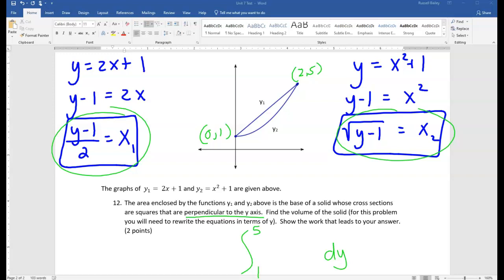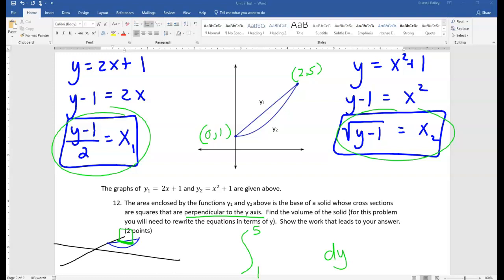Now, what are we doing here? We're doing squares. So let's draw our picture here. Got my shape. I'm going to lay it down flat. I want to stack squares on here so that they're perpendicular to the y-axis. So I'm stacking them this way this time.